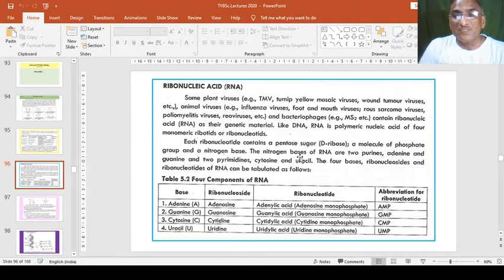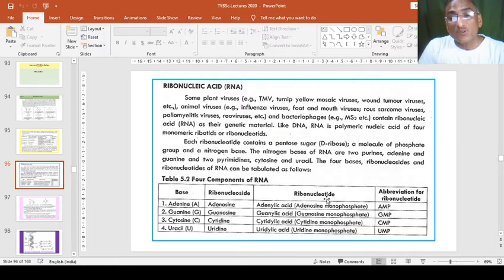So instead of thymine, there is uracil in RNA. This is a simple difference. And the four bases, ribonucleosides and ribonucleotides of RNA can be tabulated like DNA. These are the four components of RNA: adenine, guanine, cytosine, and uracil. Instead of thymine, uracil is there. So the ribonucleosides are adenosine, guanosine, cytidine, and uridine, because they are double ringed or single ringed, as we have seen.